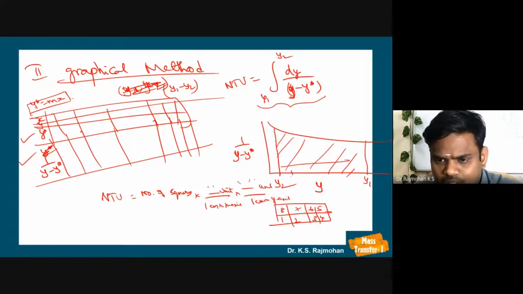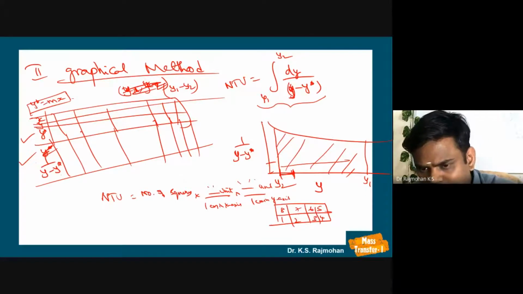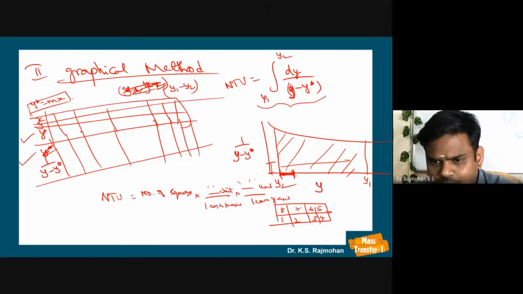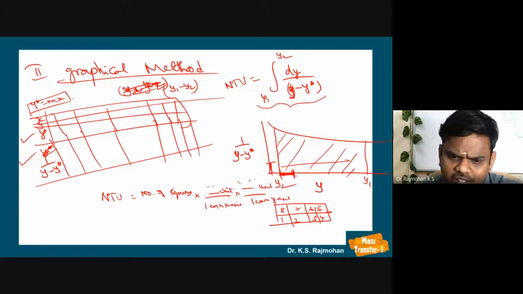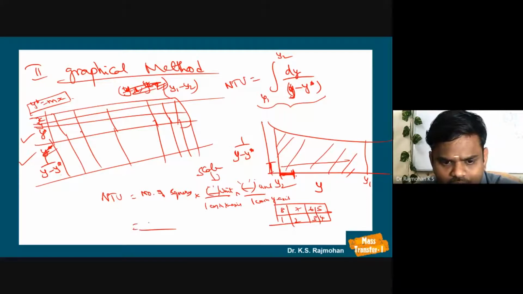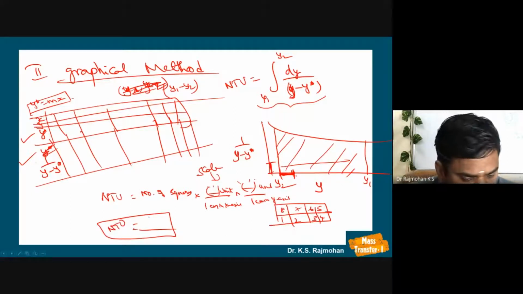If 1 centimeter equals 1 unit on both axes, you directly get the number of squares. Or if 1 centimeter is equal to 0.1, in that case you have to substitute the values for the scale. So that value will give us the NTU value. That is one way of getting the NTU values.